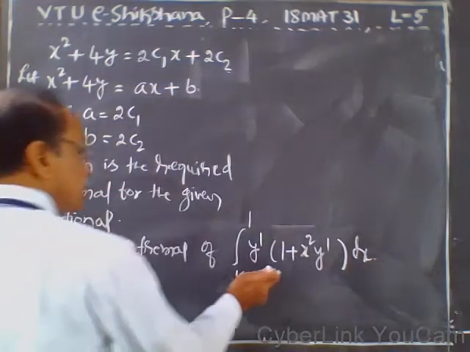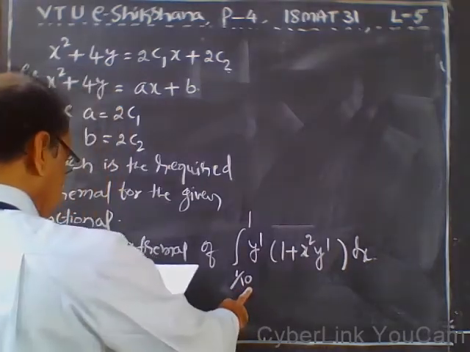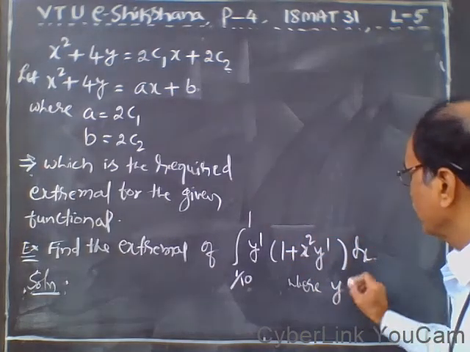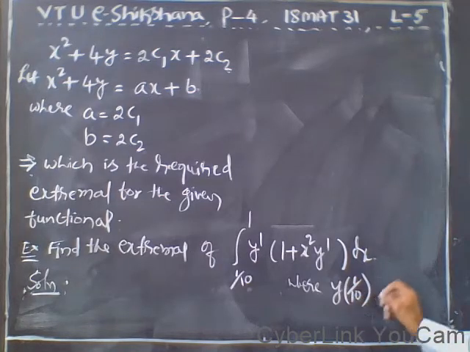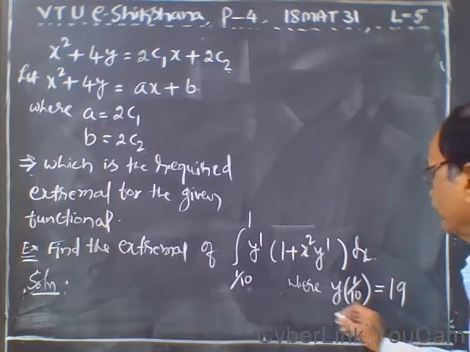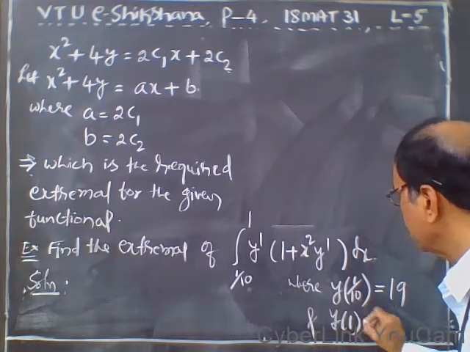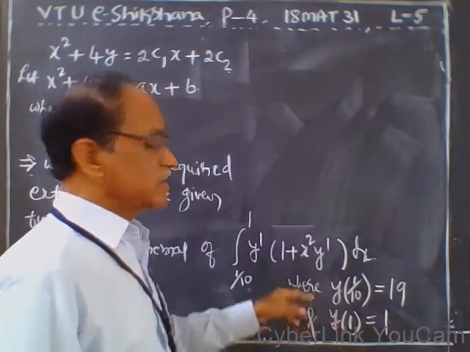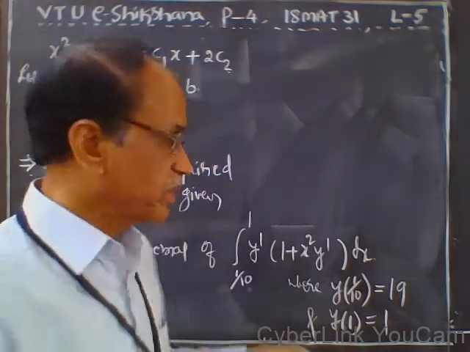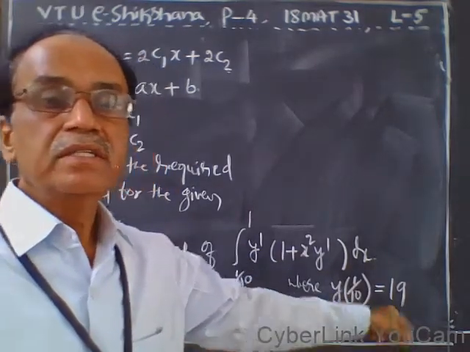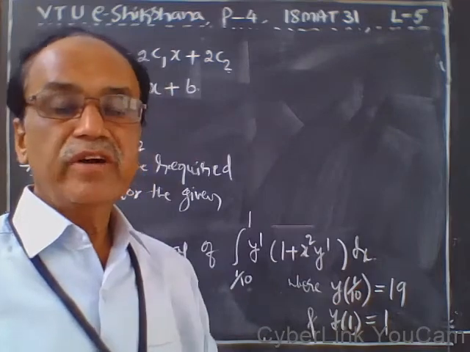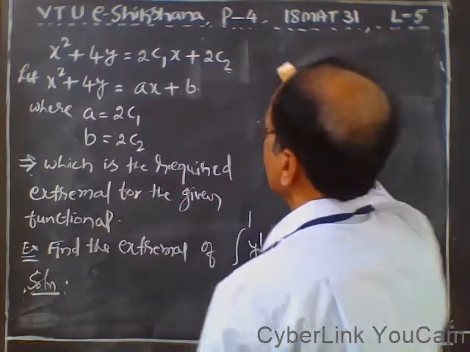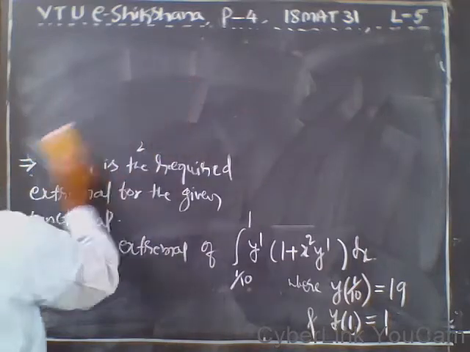Here the conditions we can take are y at x equal to 1 by 10, where values are given: y at 1 by 10 is equal to 19, and y at 1 is equal to 1. These two are the conditions given, and we have to make use of these two conditions. These are not called initial conditions, but boundary conditions, because x equal to 1 by 10 is one value of x and x equal to 1 is another value of x. Let us see how this functional behaves in the calculation of the derivatives or the Euler's equation.